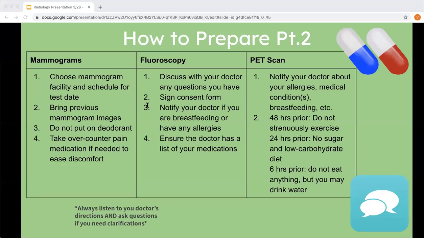To prepare for a PET scan, otherwise known as positron emission tomography, prior to the procedure, it is highly suggested to tell your doctor about your allergies, medical conditions, breastfeeding, or if you're pregnant. This is just if it's applicable for you. In addition, 48 hours before the PET scan, you should not do strenuous exercise. 24 hours before, you need to have a no sugar diet and stay on a very low carbohydrate diet. 6 hours before, you should not eat anything, but you may drink water. In fact, it's highly encouraged to drink water.